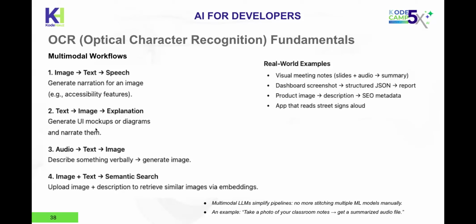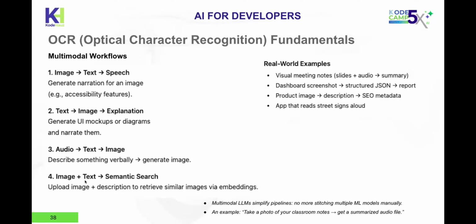This one is nice for where you can generate a UI mockup or diagrams and then narrate them. Then you have audio to text to image. So you can have audio that comes in. You have a speech to text that will convert that audio to text, and then you can generate images based on that text. So what this does is dictation. You can ask someone to describe an image, and then you generate an image based on the person's description.